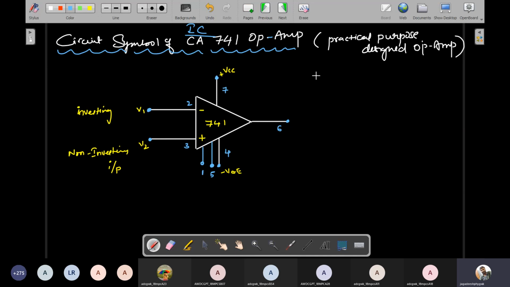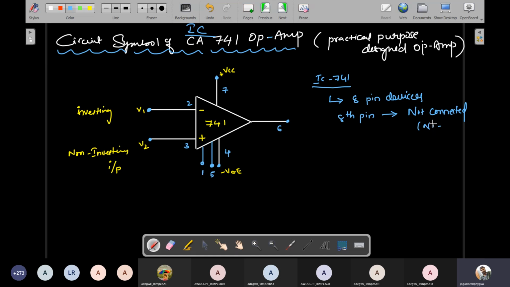So therefore IC 741 has 8 pins, actually it is an 8 pin device. Okay, but the 8th pin, whatever the 8th pin is there, this pin is nothing but not connected, because there is no use of this pin. No use. This is an alternate pin actually.